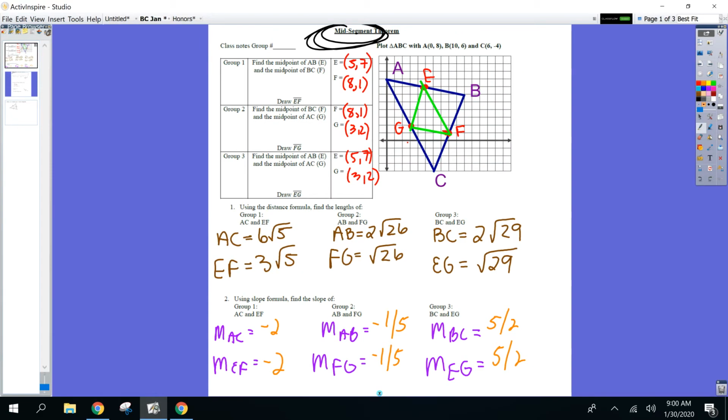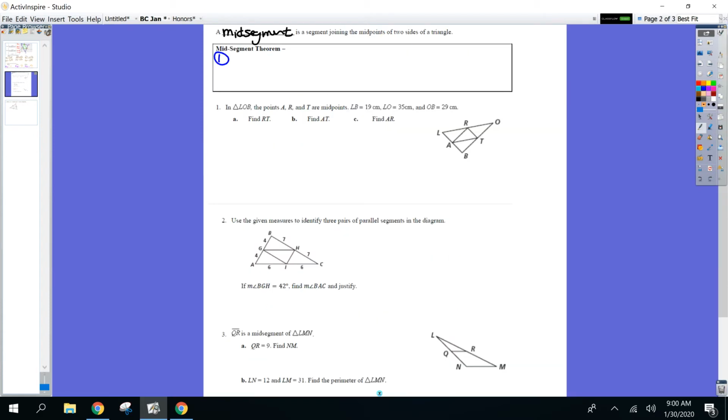Using the distance formula, what did we find out about the mid-segment and its length? Half the length of, and it's kind of hard to describe what it's half the length of. The other side, the side it doesn't connect. I'm going to call that side the third side now. The length is half the third side. I'll get a little bit more detail with that in a second after we do our theorems.